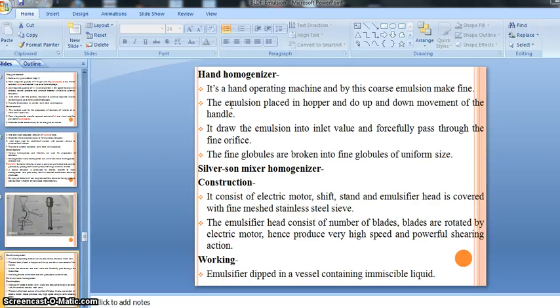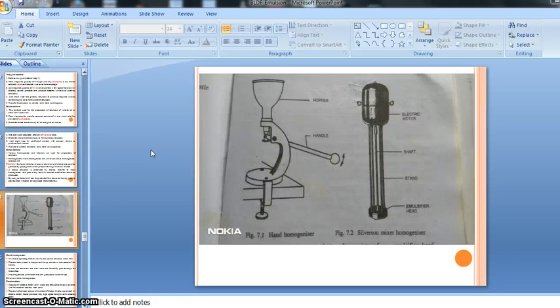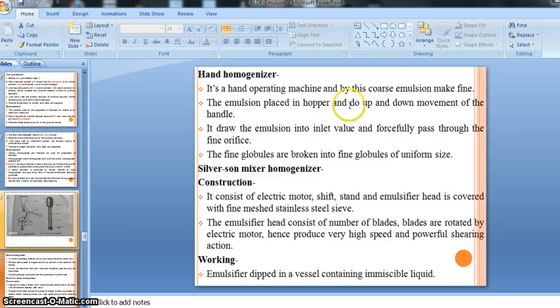So for making the coarse emulsion into a fine emulsion, the hand homogenizer is used, right? The emulsion is placed in the hopper and the handle is moved up and down. Whatever emulsion we need to make fine, we place in this hopper. This is one part of our hand homogenizer. We have to transfer the coarse emulsion into the hopper, then move the handle up and down, right?